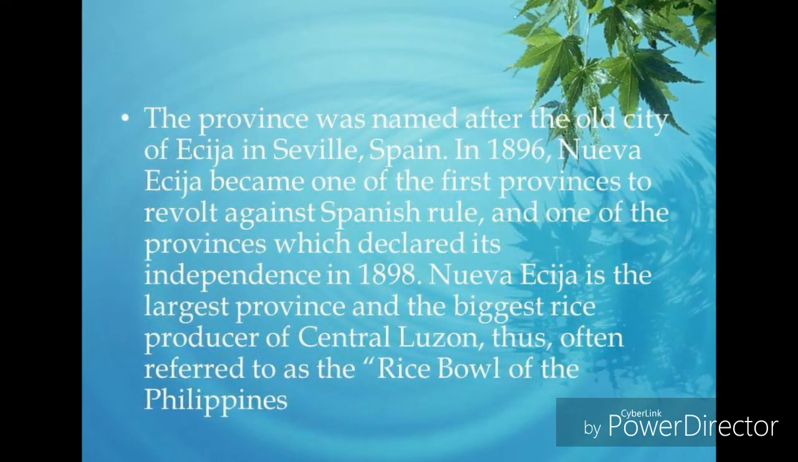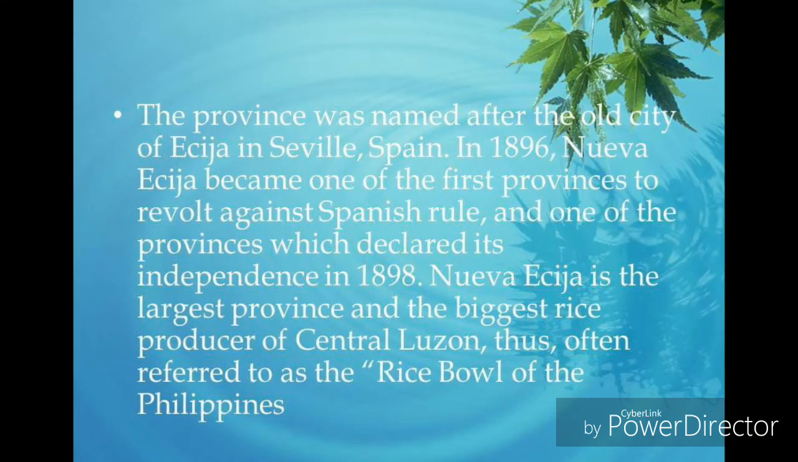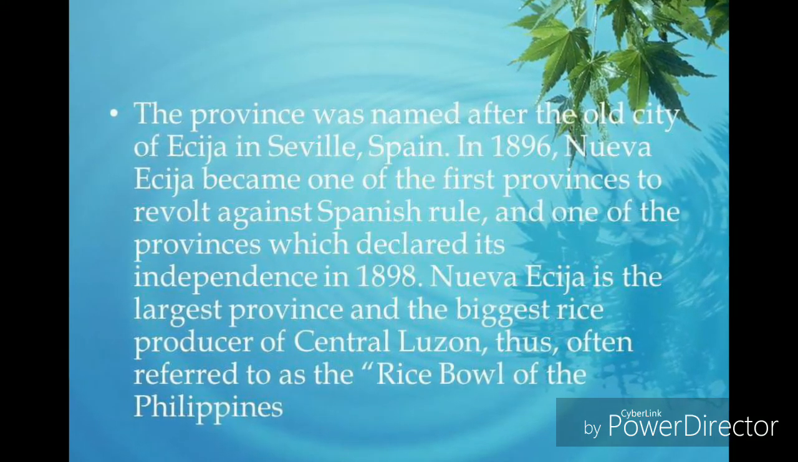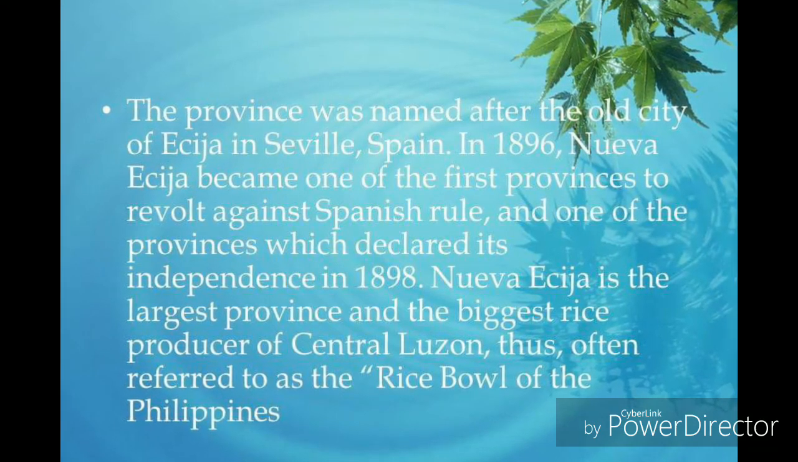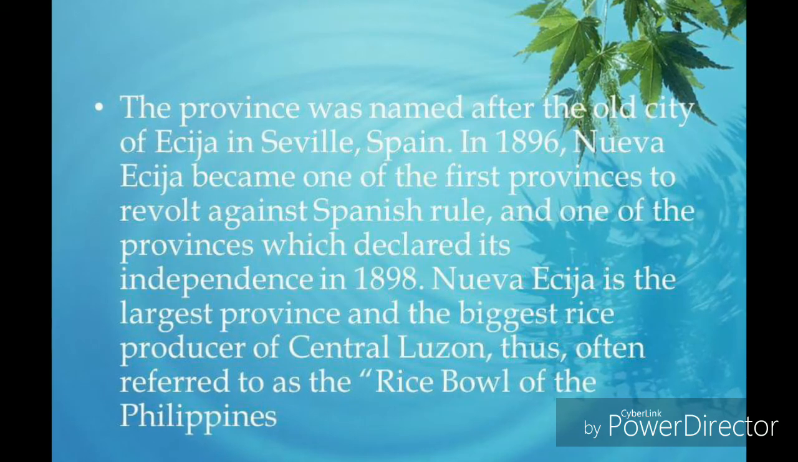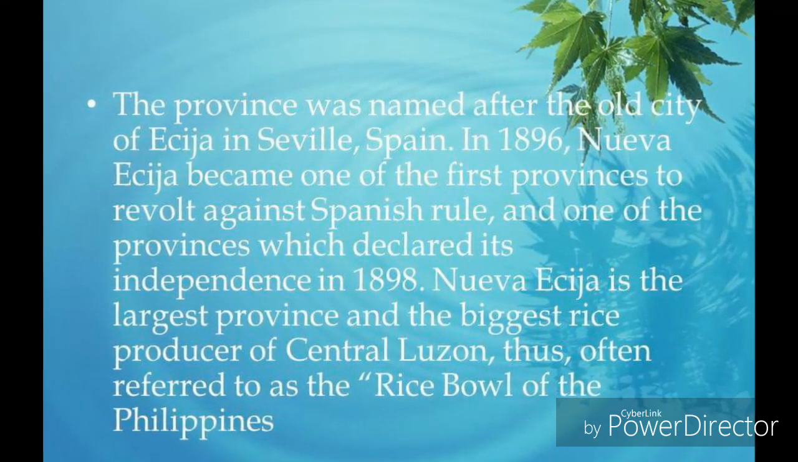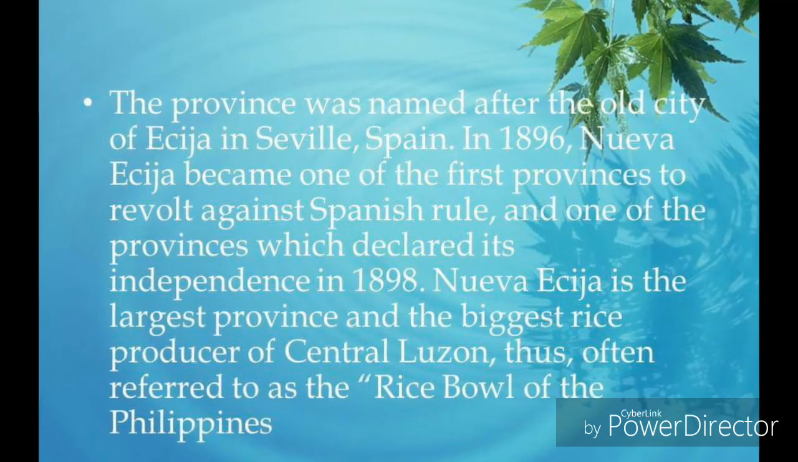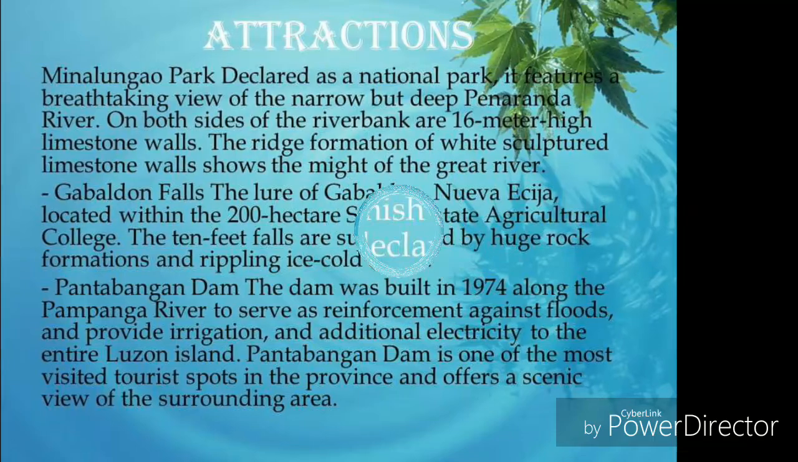In 1896, Nueva Ecija became one of the first provinces to revolt against Spanish rule and one of the provinces which declared its independence in 1898. Nueva Ecija is the largest province and the biggest rice producer of Central Luzon, thus often referred to as the Rice Bowl of the Philippines.